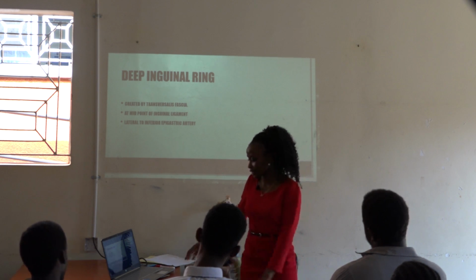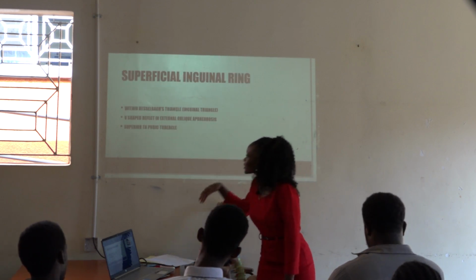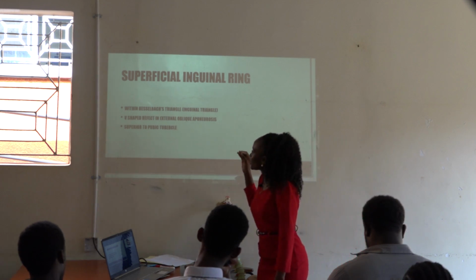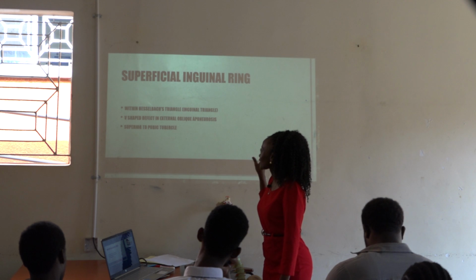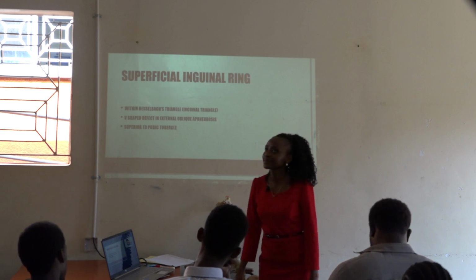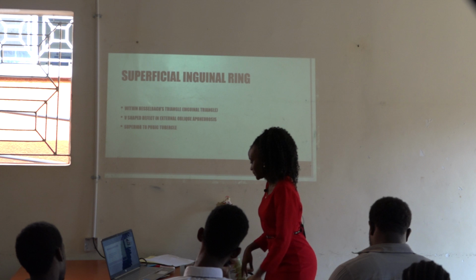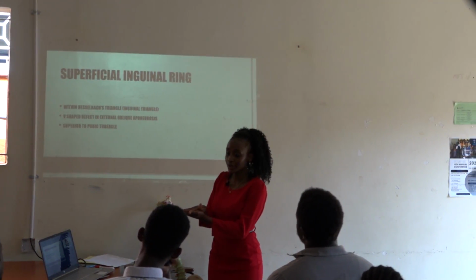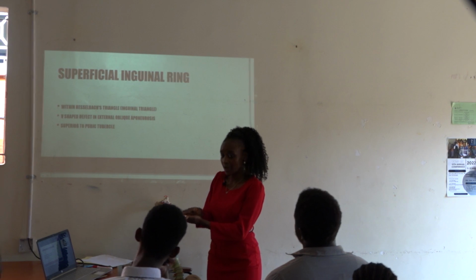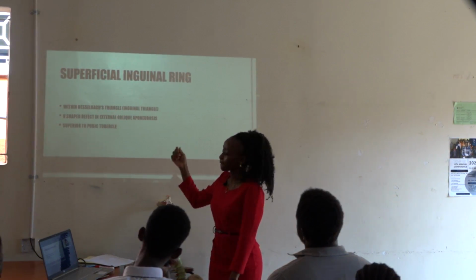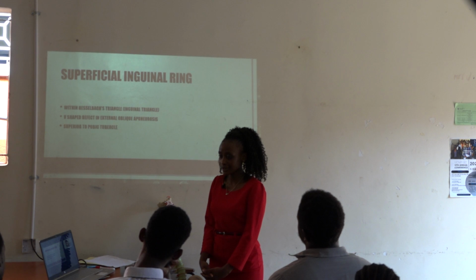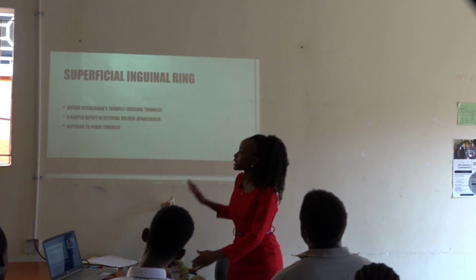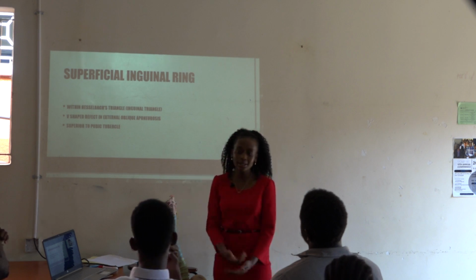So it's lateral. Then we go to the superficial inguinal ring. This one is within Hesselbach's triangle. The inferior border of the triangle is the inguinal ligament. The lateral border is the inferior epigastric vessel, the inferior epigastric artery. Then the medial border is the rectus abdominis.